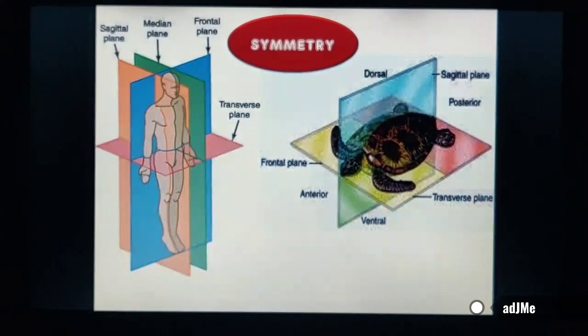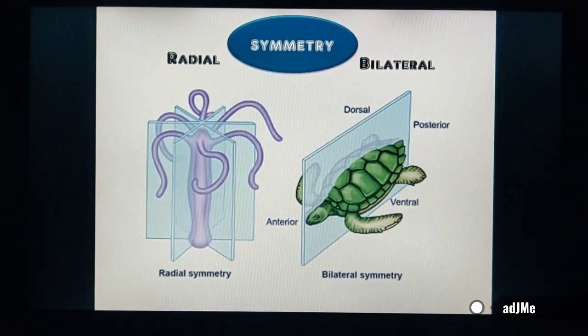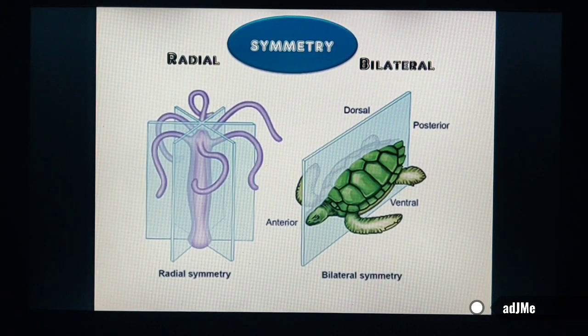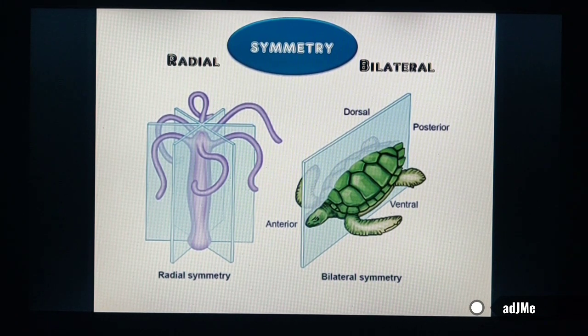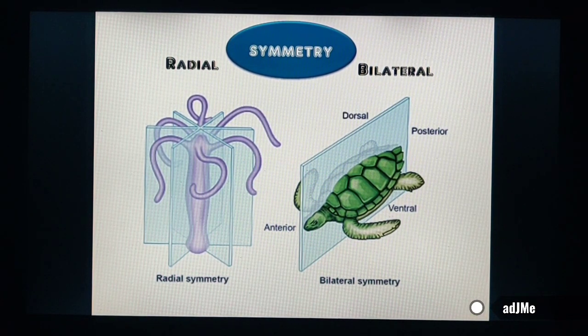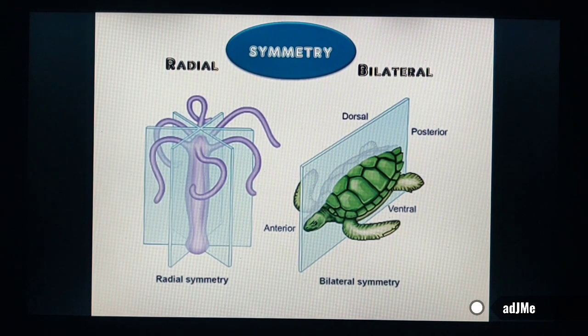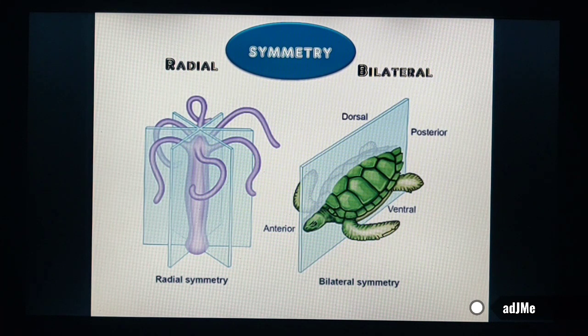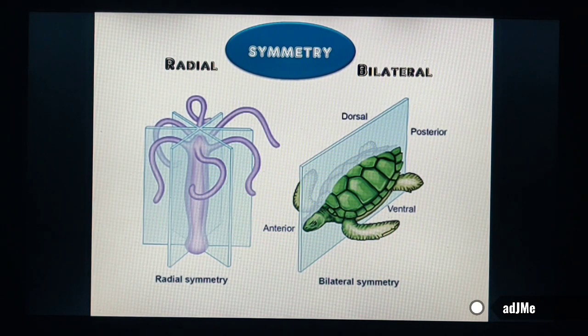Based on that you go for the basis of classification. There are some animals which are symmetrical, in the sense they can be divided into two or more than two equal parts. Some can be divided in only one plane. For example, on the right hand side I find a turtle or a tortoise, which can be divided into only two planes. That is, I find a line which divides the animal into two equal halves.